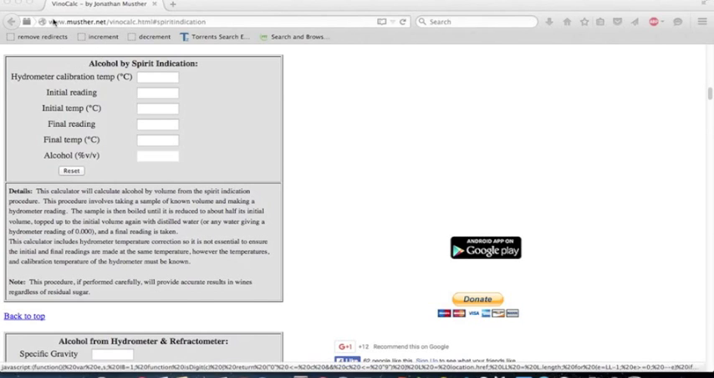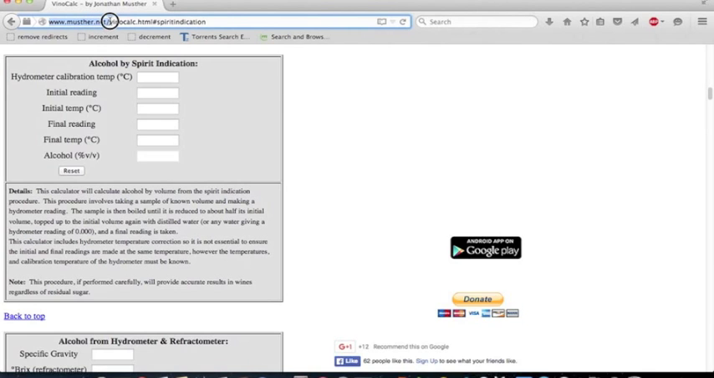So here we are at the website, muster.net vinocalc.html, spirit indication. I'll have these links down below. Like I mentioned before, we need the hydrometer calibration, which was written on the side of my hydrometer. It was 60 degrees Fahrenheit, which I know is 15.55556 Celsius. Then what we need is our initial reading. That was the first reading we took, which was 1.070. And then the initial temperature reading, which was 25.7 Celsius, which was on the thermometer there.